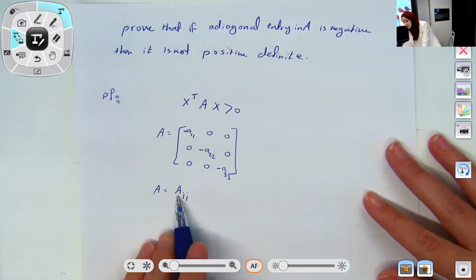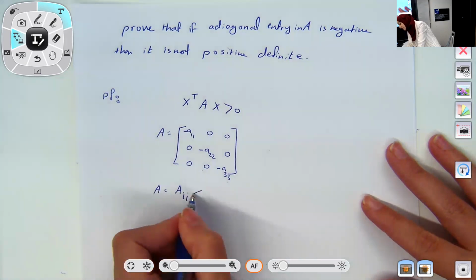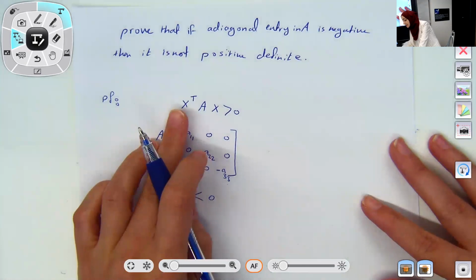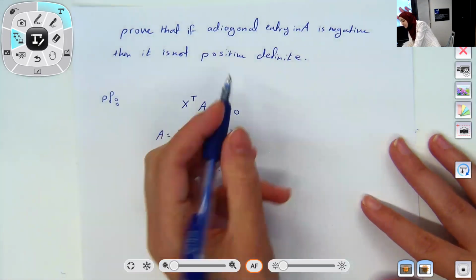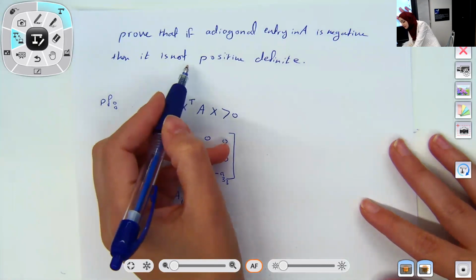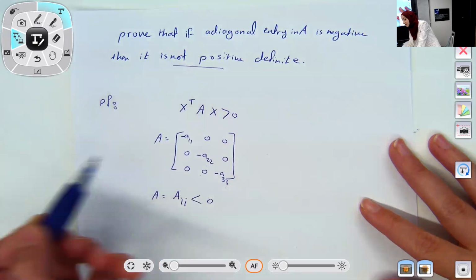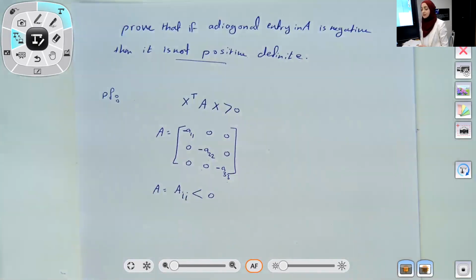And these numbers, the A_ii, are all negative. This is given. Now we need to show that x transpose times A times x is less than 0. Why? Because in the question they asked us to prove that it is not positive definite. We need to find a vector x, not equal to 0, multiply x transpose times A times x, and see what happens.